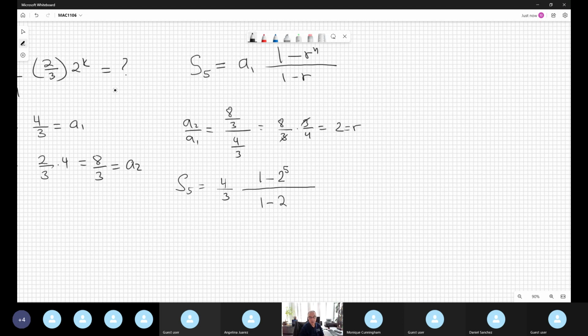32. But actually it's 4/3 times 32. Then 1 minus 32 is negative 31, and 1 minus 2 is negative 1. So the answer is negative divided by negative, positive. Multiplication: 4 times 31 is 124, divided by 3.